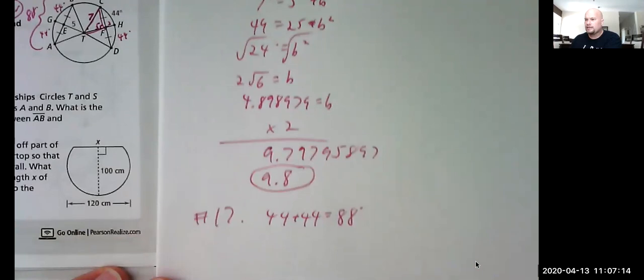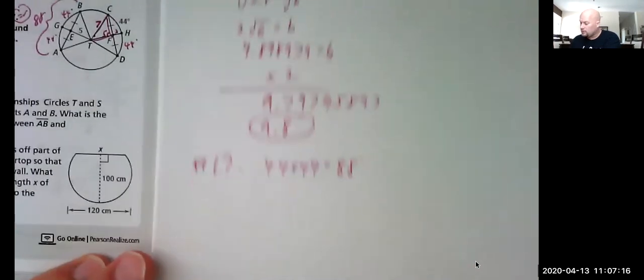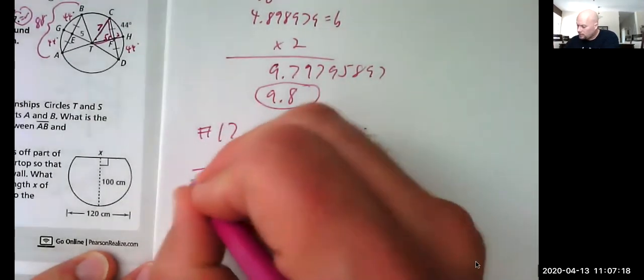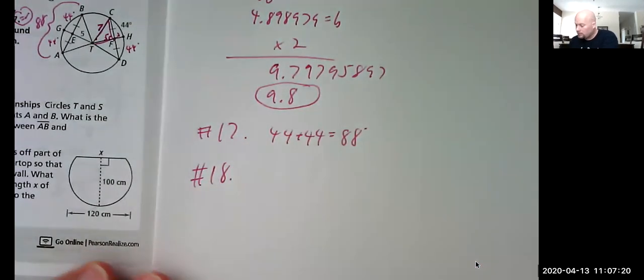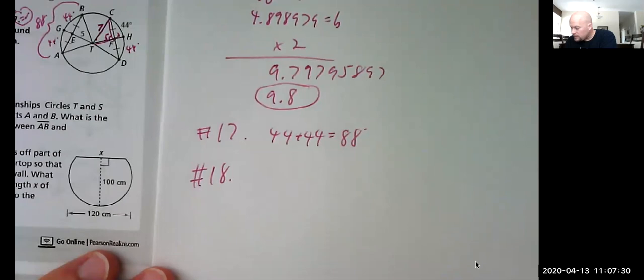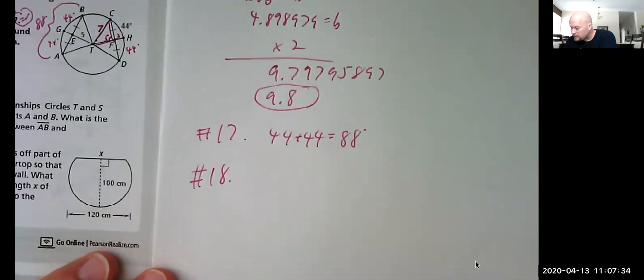Do we have 18 as one of the ones we're doing? Yes. So on number 18, it says circles T and S intersect at points A and B. What is the relationship between AB and TS?